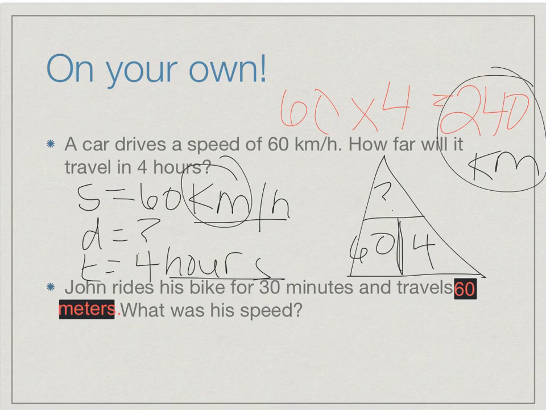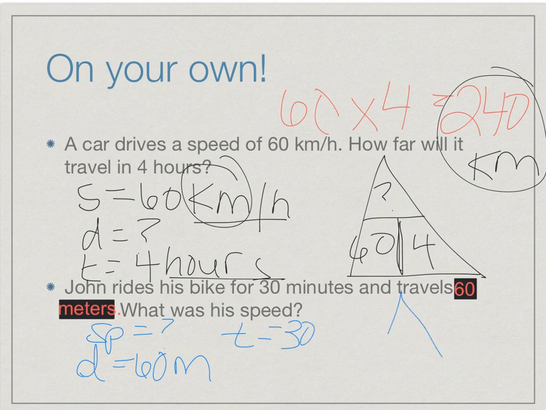In the second problem, John rides his bike for 30 minutes and travels 60 meters. What was his speed? Our speed is what's missing here. Our distance is 60 meters, and our time is 30 minutes. Let's draw our speed triangle. Okay, so 60 goes at the top here, and 30 goes at the bottom down here. This line means divide, so 60 divided by 30 is 2, so that means he was going 2.